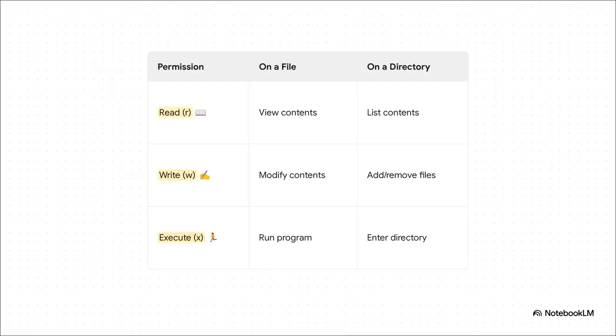Now here's a little detail that's super important. These permissions mean slightly different things for a file versus a folder or a directory. For a file, read lets you see its contents. Easy enough. But for a directory, read lets you see a list of what's inside it. Execute on a file means you can run it, but on a directory, execute is what lets you enter it. Without that permission, the door to that folder is basically locked, even if you can see what's inside.